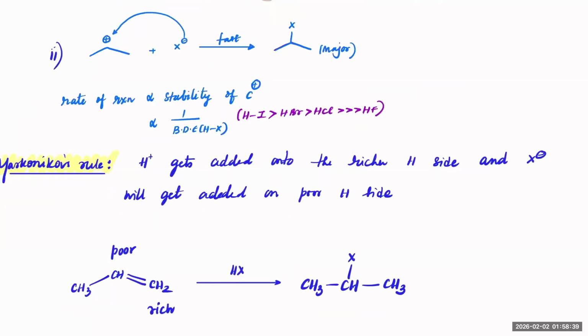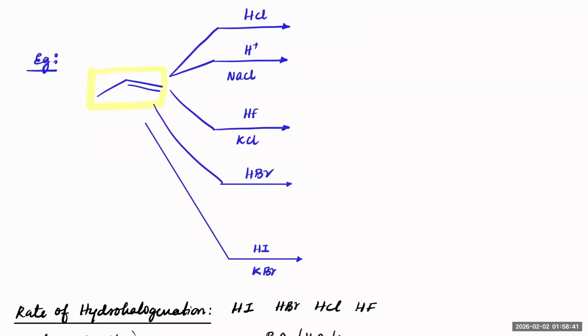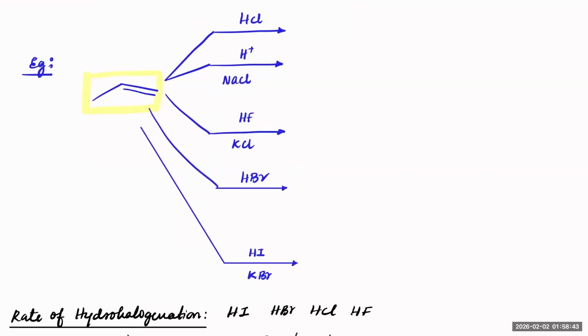Now coming back to this question, when you have an unsymmetrical pi bond and you add HCl, by following Markovnikov's rule, H will get added here and chlorine will come here. Instead of directly giving it as HCl, I have given it as H plus and then NaCl, which means first the carbocation is forming and then Cl minus is added. So eventually the product is the same in the first case or the second case.